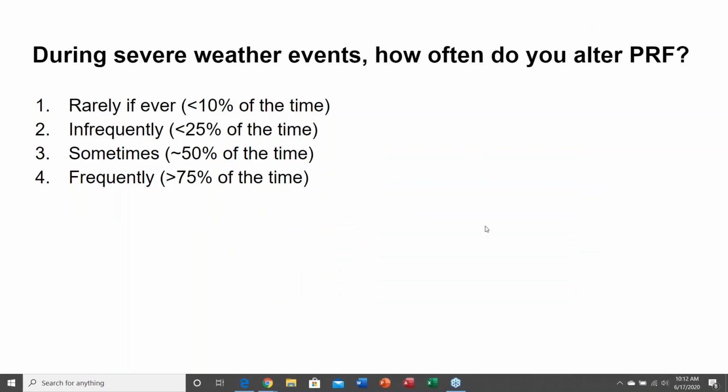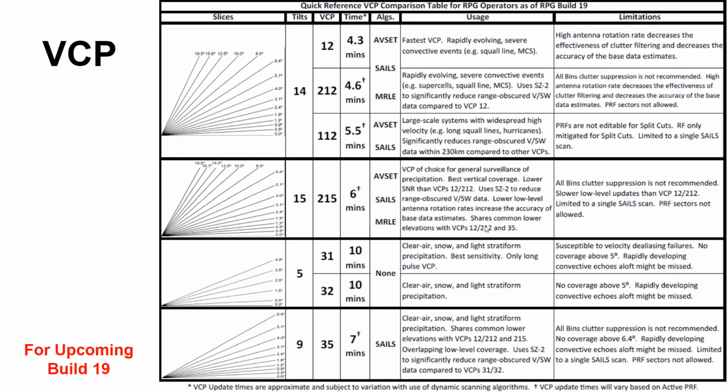We'll have another poll question here very shortly. It's going to be a little bit easier. So let's talk about some VCPs. I was obviously coordinating with the Radar Operations Center, the other ROC, when it came to this presentation, and they were nice enough to give us a quick look at the new quick reference chart for VCPs for the upcoming Build 19 that's coming later this year, which includes a change to including VCP 112.